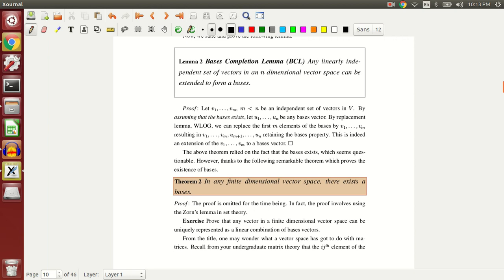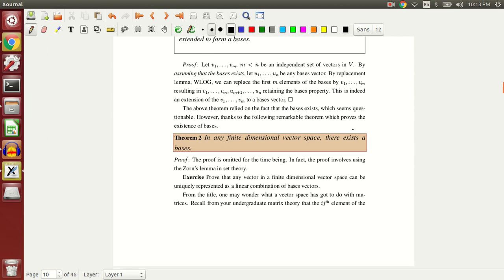The above theorem relied on the fact that basis exists, which seems questionable. However, thanks to the following remarkable theorem which proves the existence of basis. So basically what this sets up is the basis completion lemma. If you have a linearly independent set of vectors of an n-dimensional vector space, that can also be extended to form another basis. So this sets up theorem 2: in any finite dimensional vector space, there exists a basis. So you take any finite dimensional vector space, there exists a basis, which is proven by Zorn's lemma.